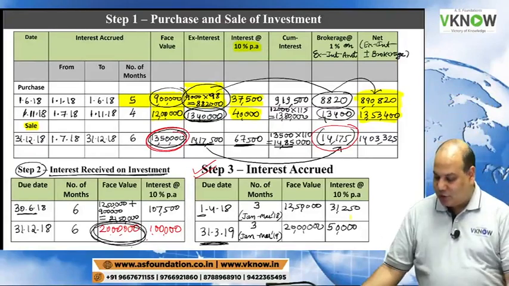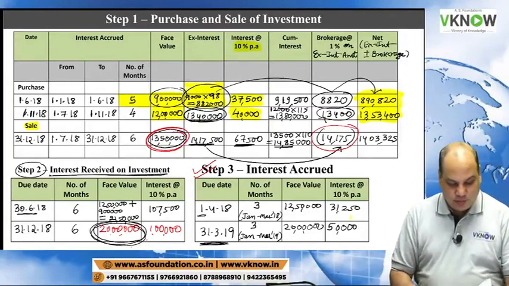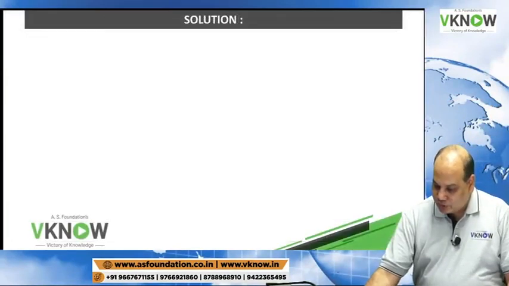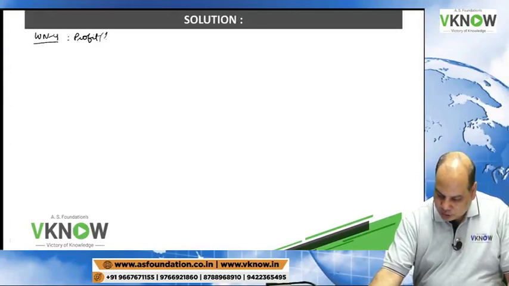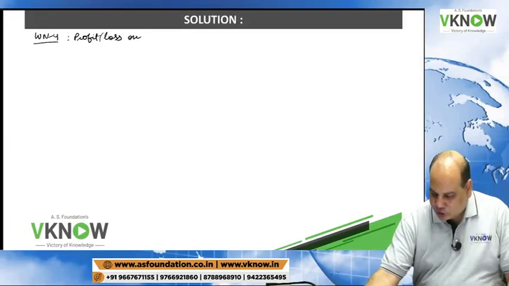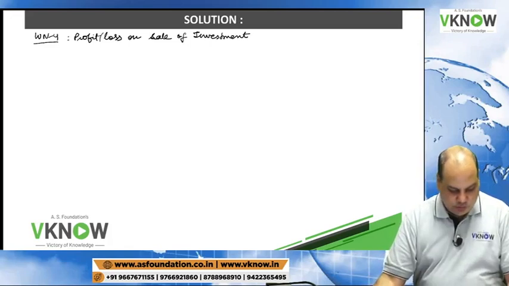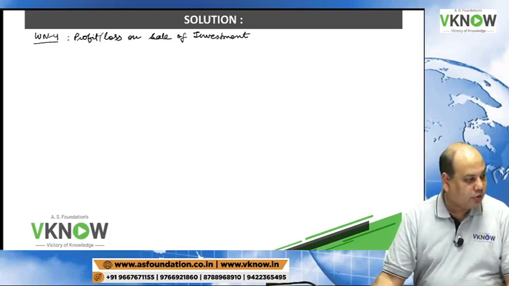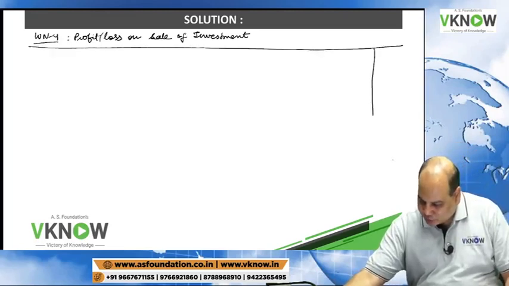Okay, so let us now calculate one more working note. Working note number 4, write down. Profit or loss on sale of investment.